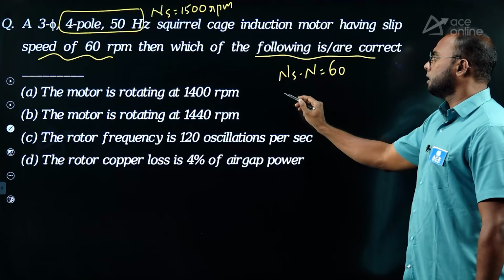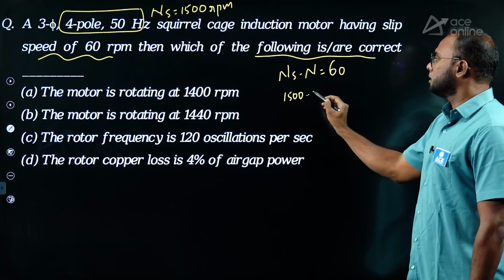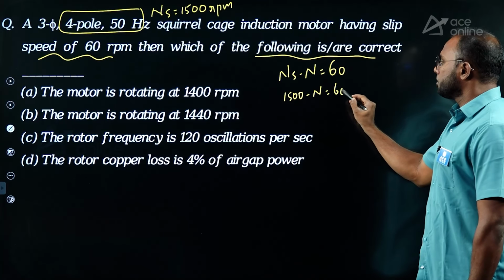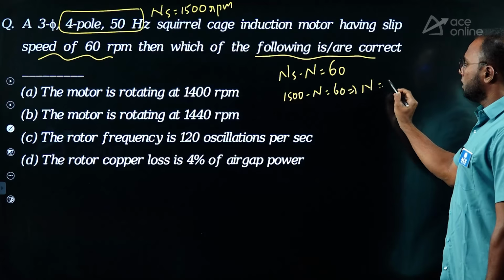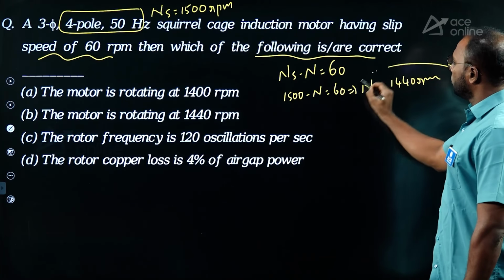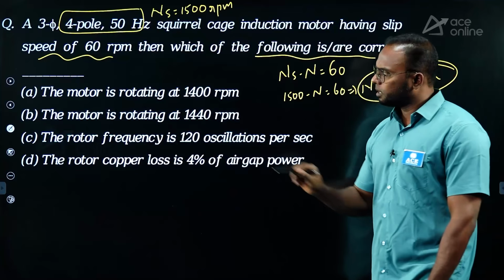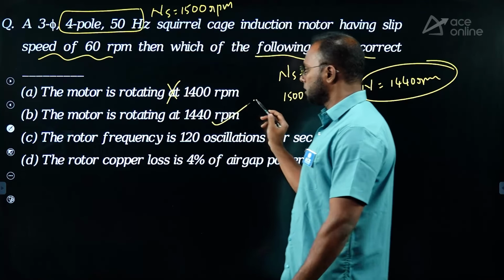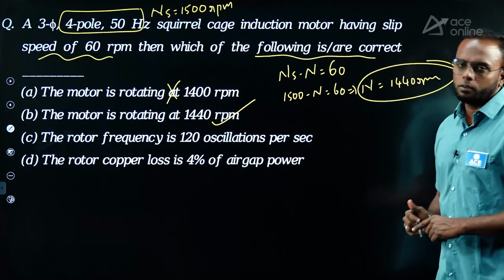Then what is Ns? 1500 minus N equal to 60. Then what is the speed of the motor? 1500 minus 60, 1440 rpm. So at what speed is the motor rotating? 1440, not 1400. So this is wrong, and this is correct. The motor is rotating at 1440 rpm.